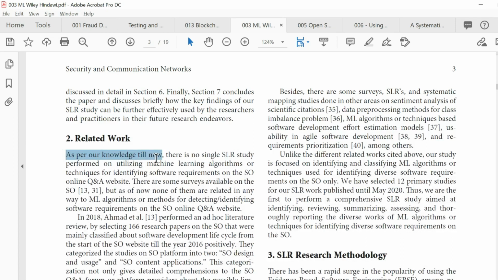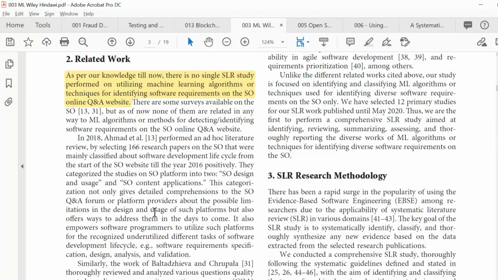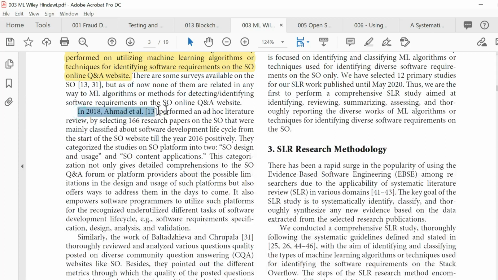As per our knowledge, there is no single SLR study performed on utilizing machine learning algorithms or techniques for identifying software requirements on the SO online Q&A website. SO is Stack Overflow. There are some surveys available on SO, but as of now, none of them are related in any way to ML algorithms or methods for detecting or identifying software requirements. Then they go and explain a few of these studies.